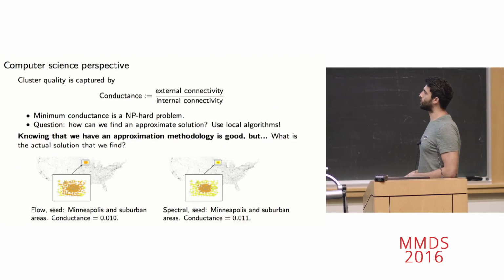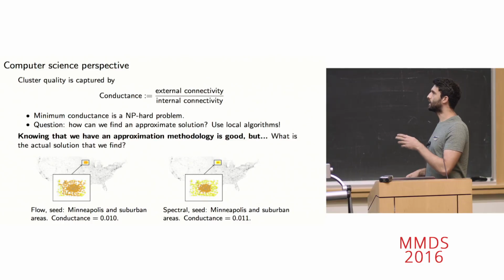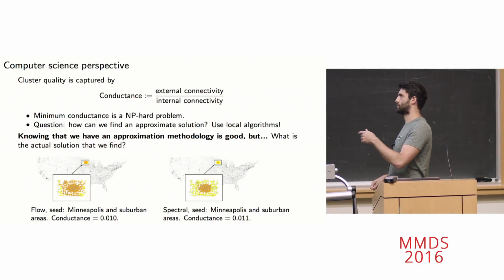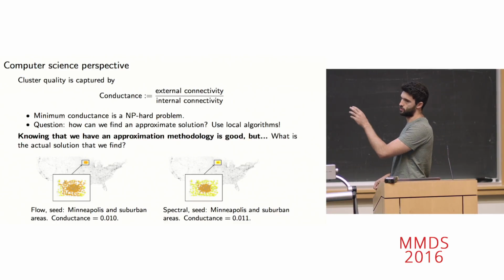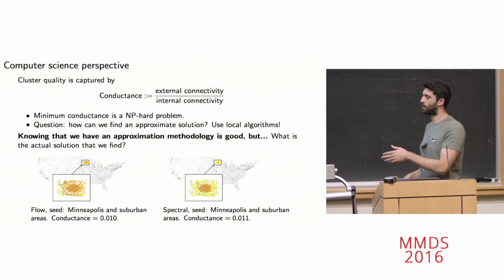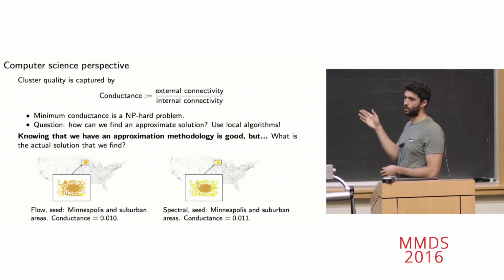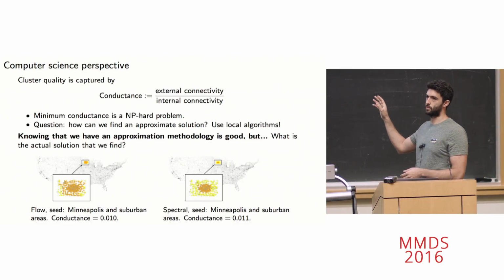On the left, you can see the seed set that I gave is Minneapolis plus suburban areas. This is denoted by yellow plus orange. And I run a flow algorithm. The flow algorithm will give me the orange part, which is essentially Minneapolis plus a little bit of suburban areas. Then I have a spectral algorithm, and that will give me Minneapolis exactly. Now, in terms of conductance, they are very similar.